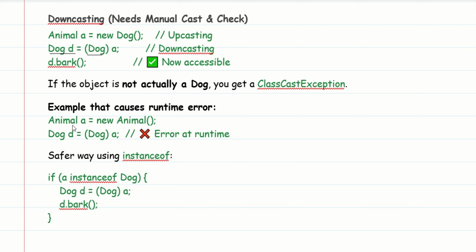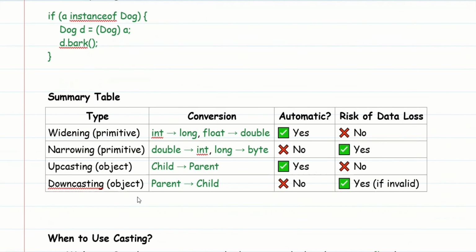Let's say Animal is a parent class and you are assigning it to Dog, which will get you a runtime error. So instead of doing this, you can use the instanceof operator to check whether the reference is an instance of the object type you are using. Here it is Dog, so if it is an instance of Dog, then just cast it and use the required methods.